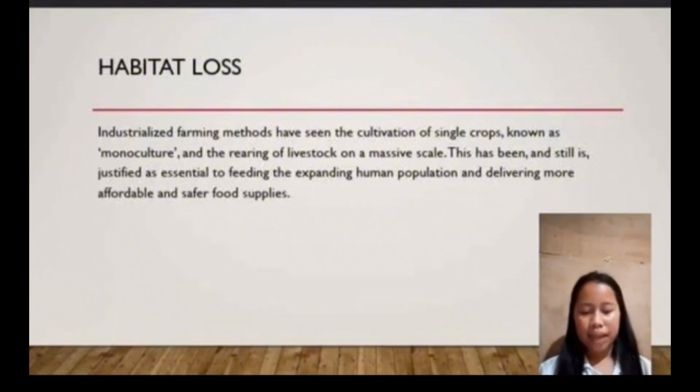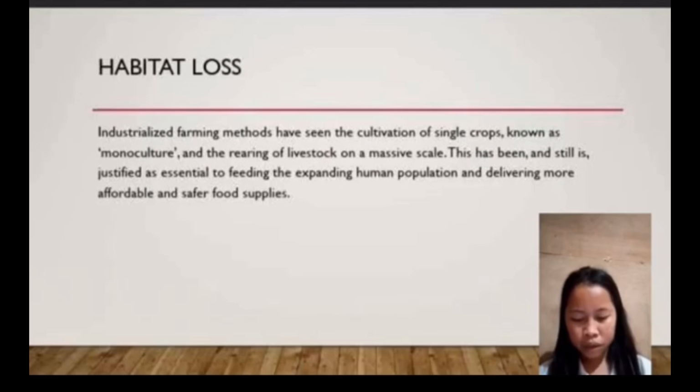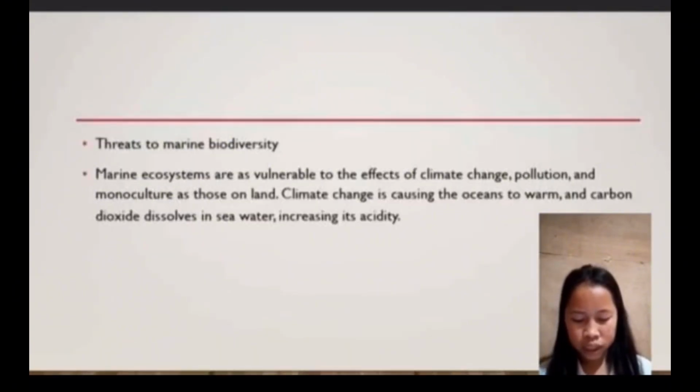Last is threats to marine biodiversity. Marine ecosystems are vulnerable to the effects of climate change and pollution, as well as those on land. Climate change is causing the ocean to warm, and carbon dioxide dissolves in the water, increasing its acidity.